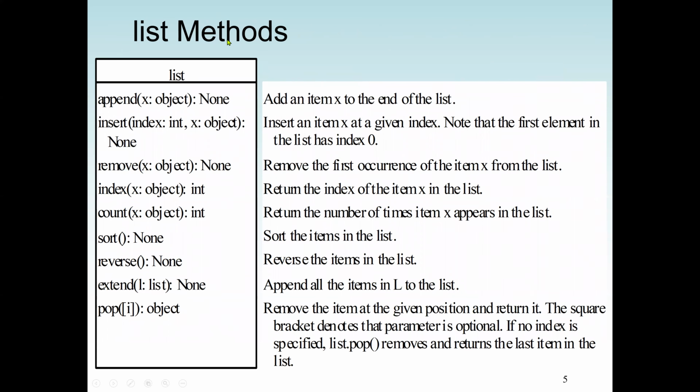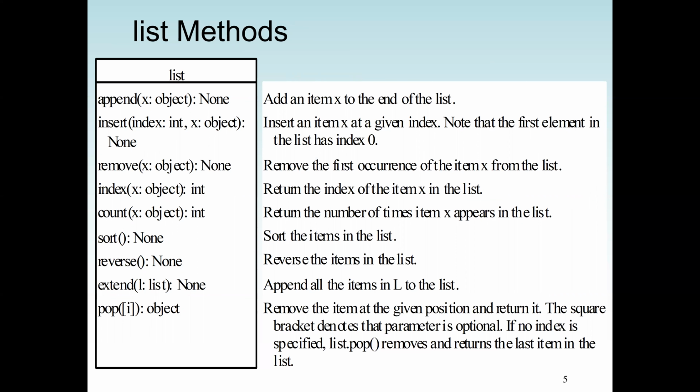Now, the next is the list method. As we said earlier in the objective, we have so many methods that we can use. Since list is a class, it has a lot of methods that we can use to manipulate or evaluate some data in the list. So for example, the first method is append.